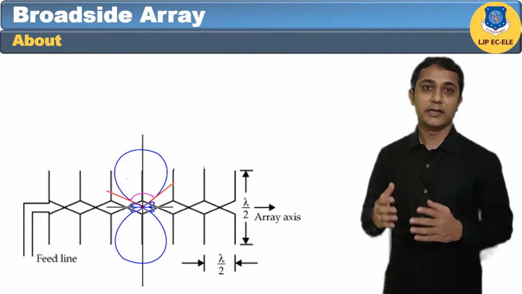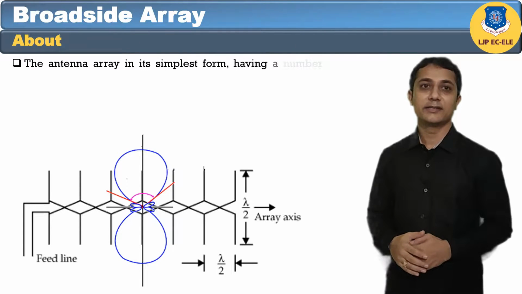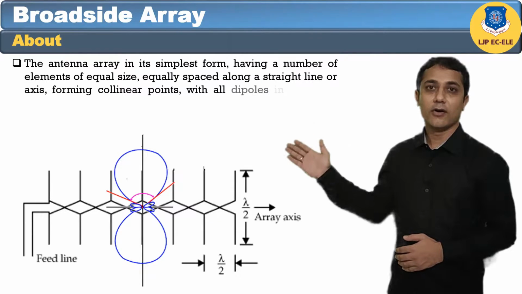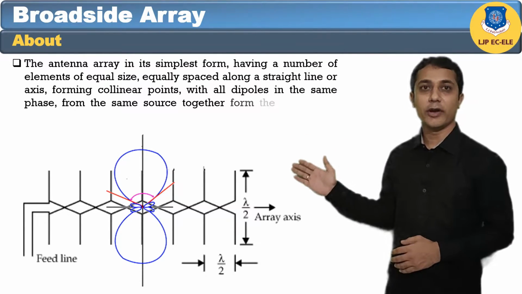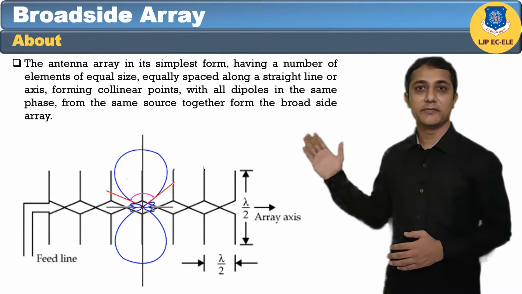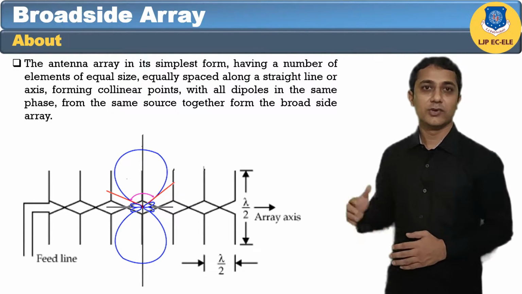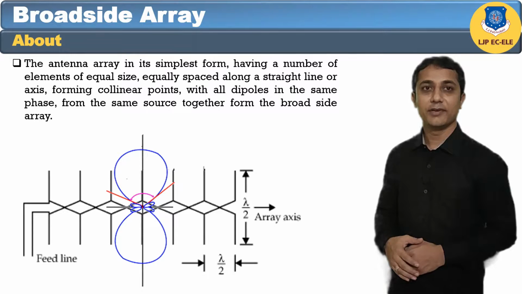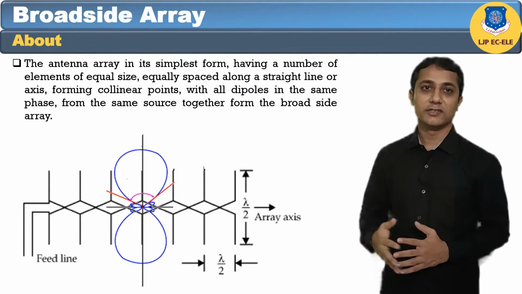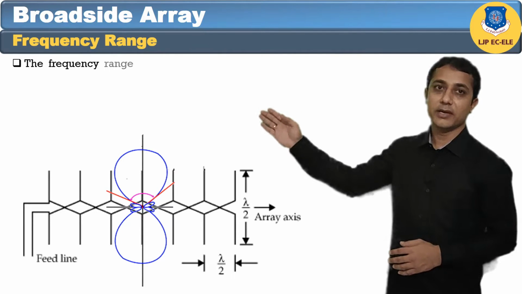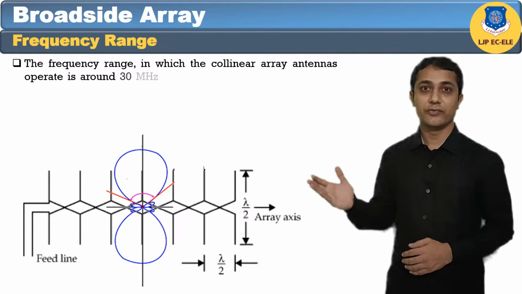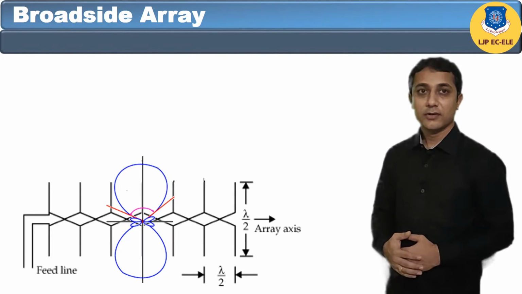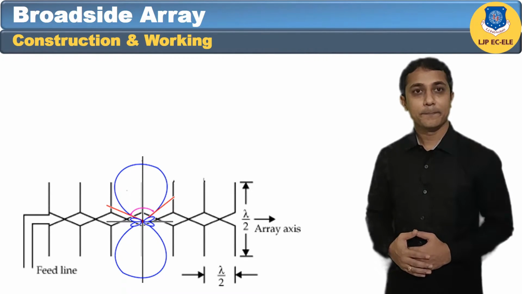The antenna array in its simplest form, having a number of elements of equal size or equally spaced along a straight line or axis, forming conical points which all dipole in same phase for the same sources, together form the broadside array. So this is the broadside array definition. Now the frequency range of broadside array, it operates on 30 MHz to 3 GHz, which belongs to VHF and UHF band. Now let's see the construction of broadside array.